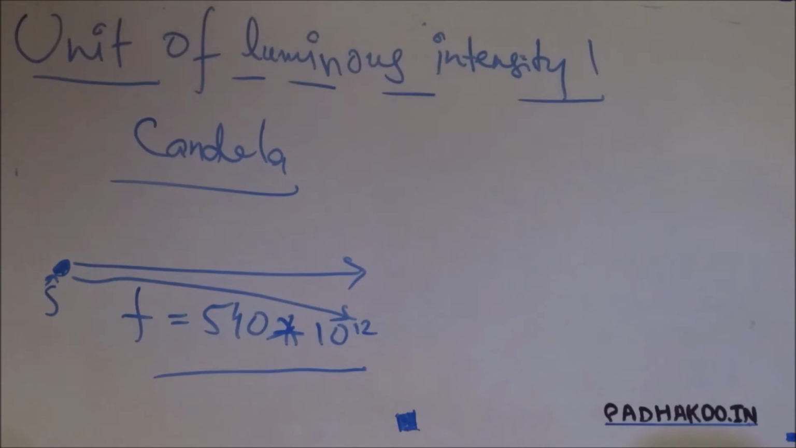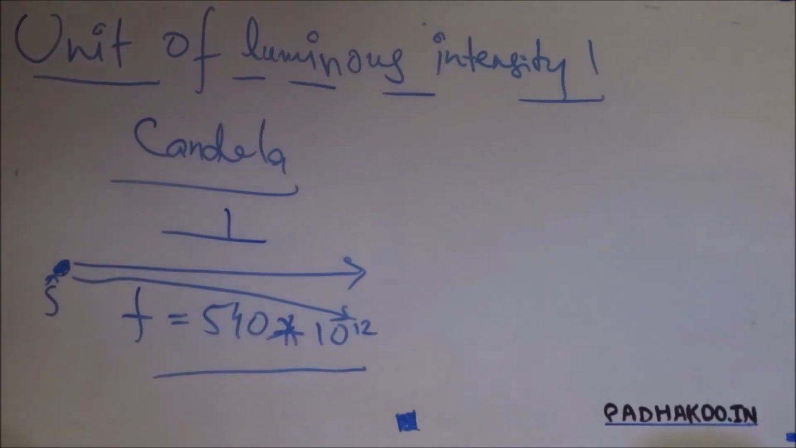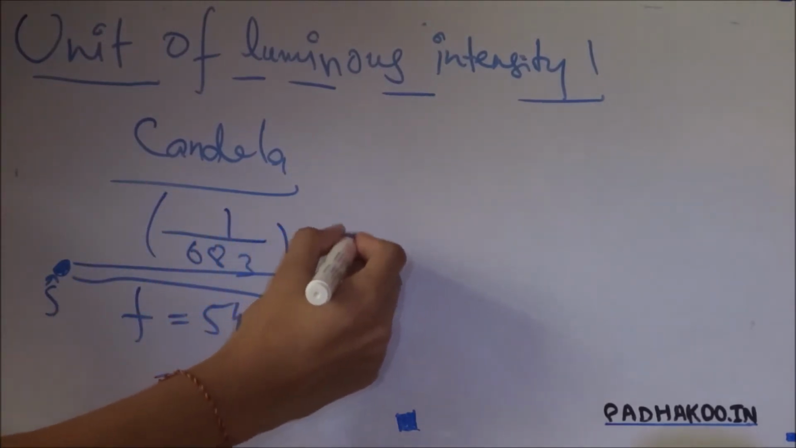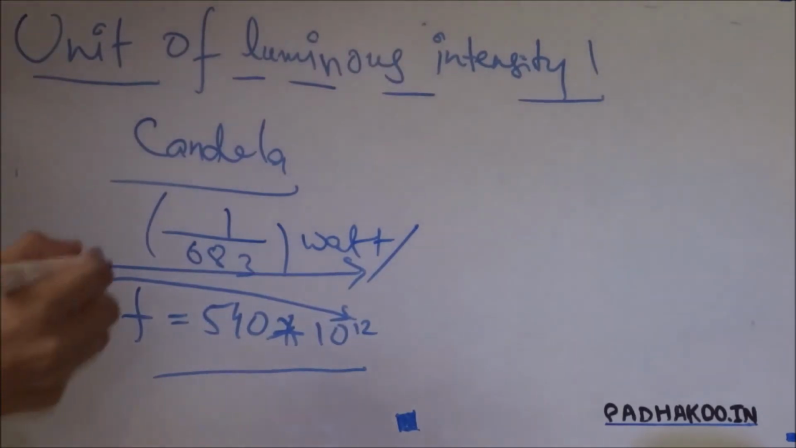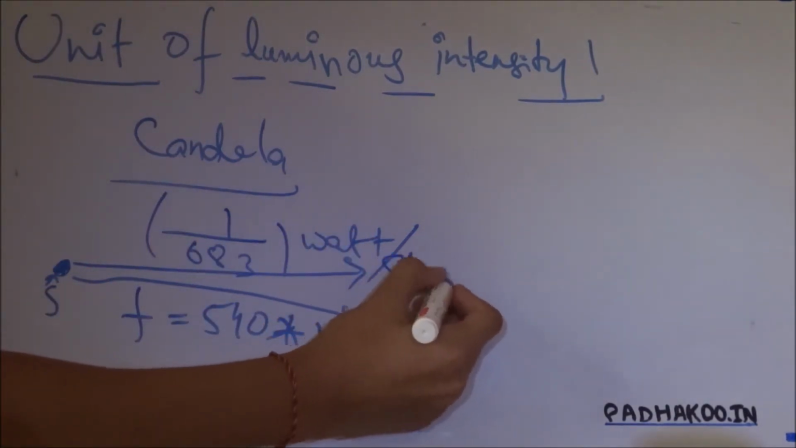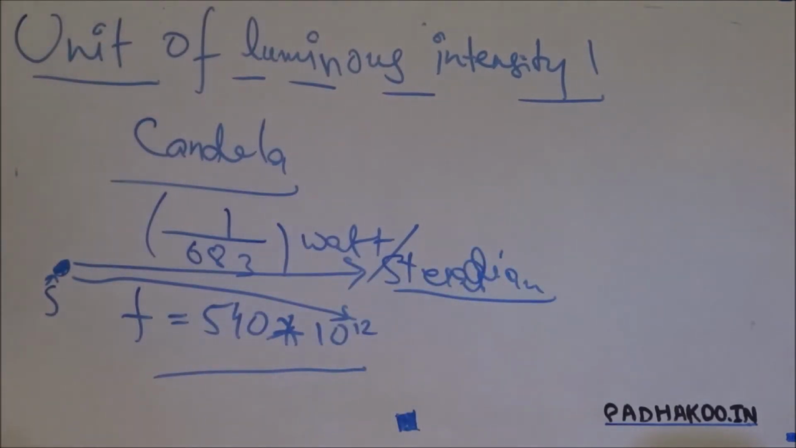This much is given, and that has a radiant intensity in the direction of 1 upon 683 watt per steradian. I can simply say 1 upon 683 watt per meter, or in a more detailed way, we can write watt per steradian. These terms are more scientific to be used, and these are also acceptable everywhere.